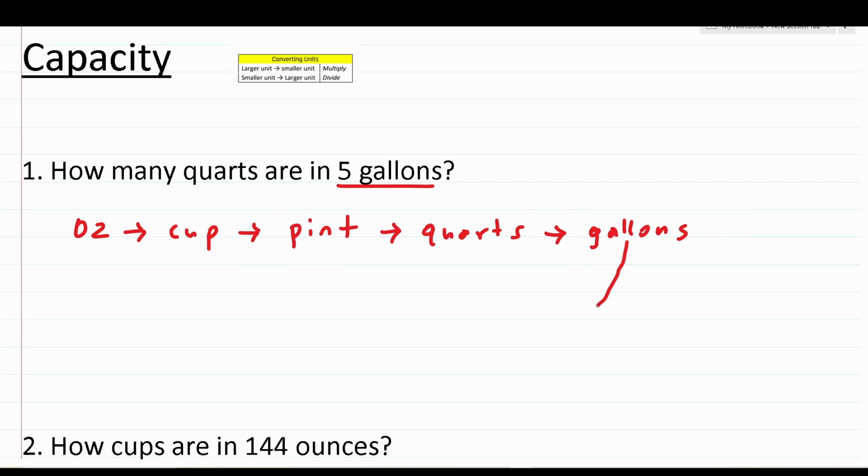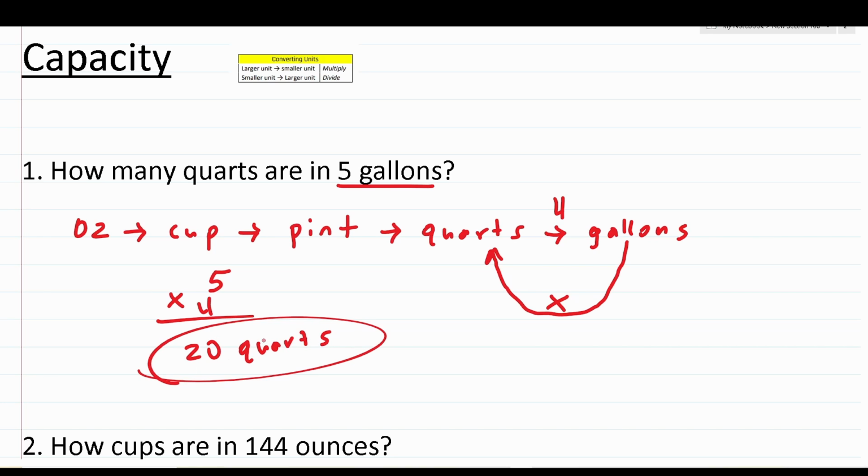So we're going from this big unit of gallons to a smaller unit of quarts, which means we're going to multiply. And what are we going to multiply by? Well, you have to know that there are 4 quarts in every gallon. So we're going to be multiplying by 4 to make this conversion. This is simply 5 times 4. 5 times 4, of course, is 20. In other words, there are 20 quarts in 5 gallons. All right, and it's that easy. As soon as you learn this conversion chart, making these conversions is almost way too easy.